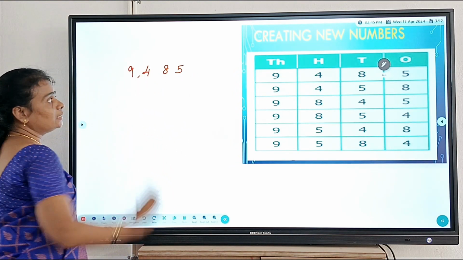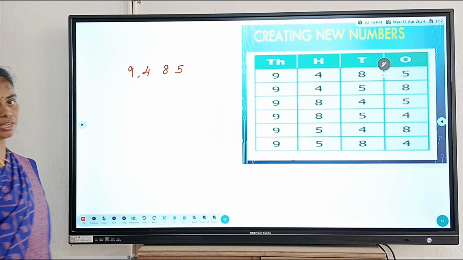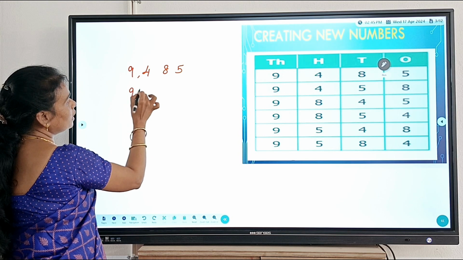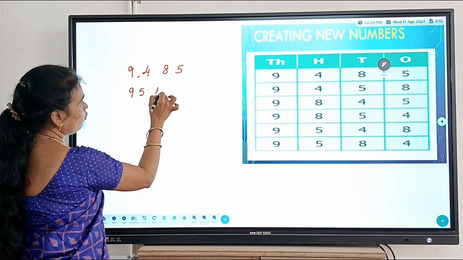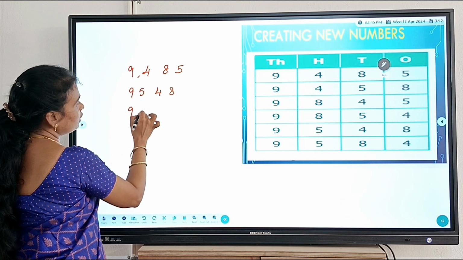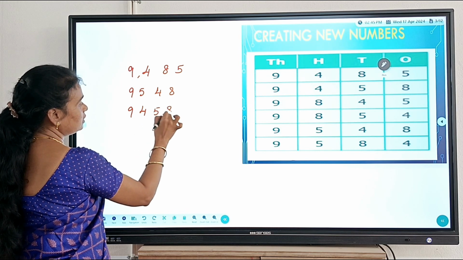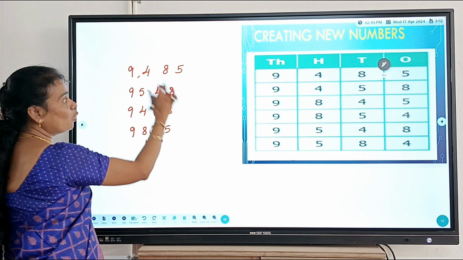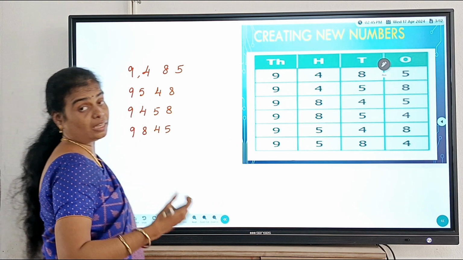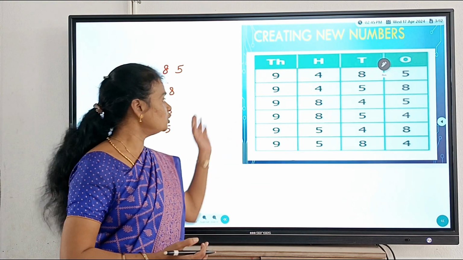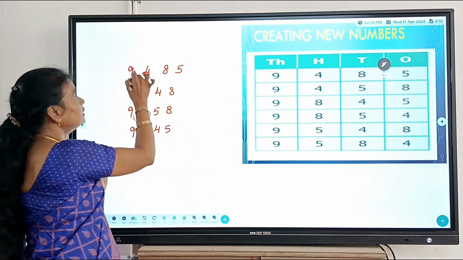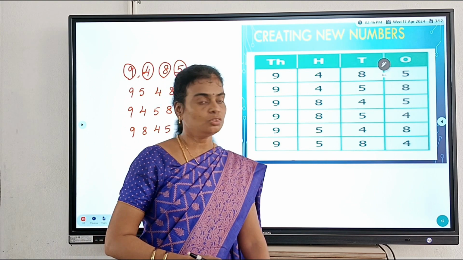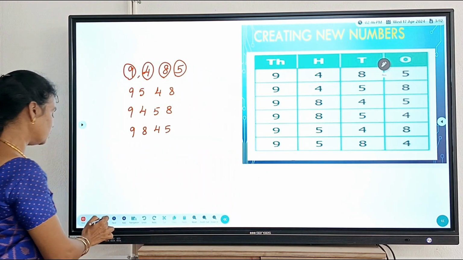You can write this as 9485, or when you alter the digits, you can also write 9548, or 9458, or 9845. So you can alter the digits and create various 4-digit numbers by using these single numbers in different places. So this is creation of new numbers.